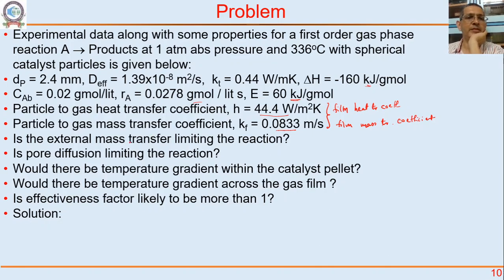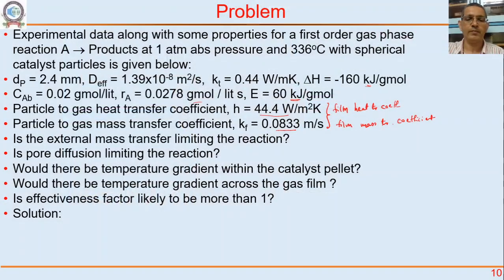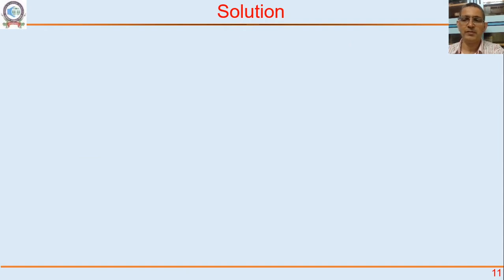Here are some questions for you to answer. Is the external mass transfer limiting? Is the pore diffusion limiting? Would there be a temperature gradient within the catalyst pellet? Would there be a temperature gradient across the gas film? Is the effectiveness factor likely to be more than one? Solve. Use the data, use whichever formula you like from the last three lectures, lecture 14, lecture 15, and this lecture. Go back, read or see those lectures. Think about all these things. Treat it as if it's an open book problem. Open internet, do whatever you like, solve this problem, pause and solve, then only go forward. Here's the solution. Pause, don't go forward.